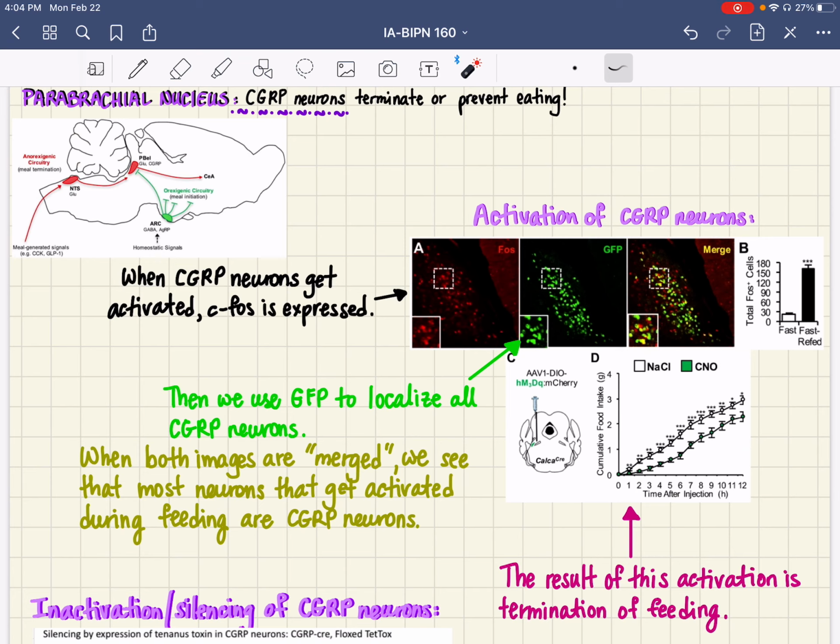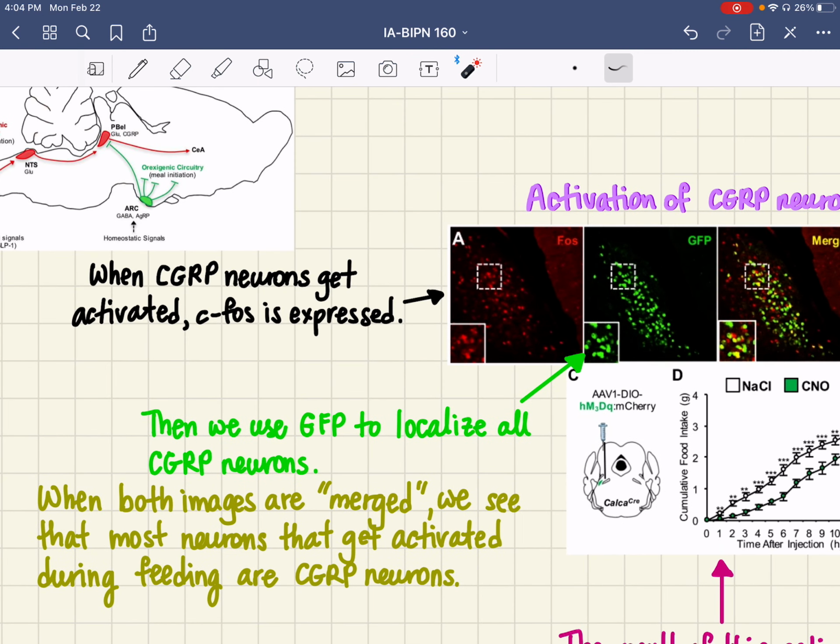And how did they do that? Well, they took mice and they starved them for a very long time. And then whenever they gave them food, when they fed them, the CGRP neurons were activated. And how did they know that these were activated? They used the CFOS gene promoter, and they inputted that into the genome of the mice, right? Then, remember that CFOS is expressed when there is neuronal activity. So, once the mice ate their food, the CGRP neurons were activated and they expressed CFOS.